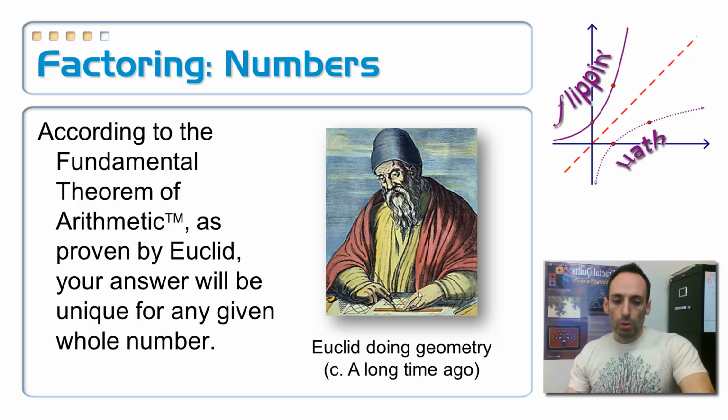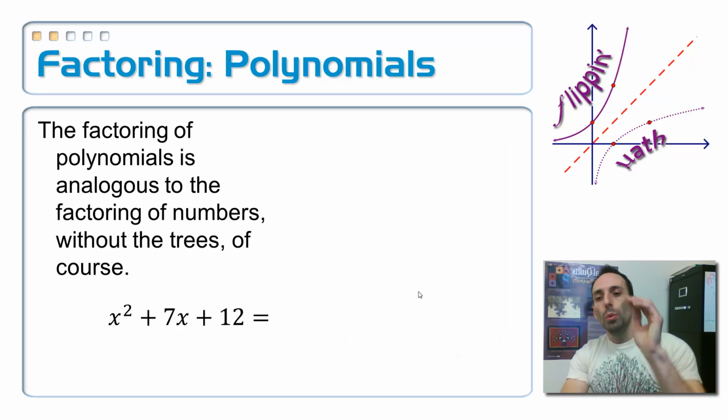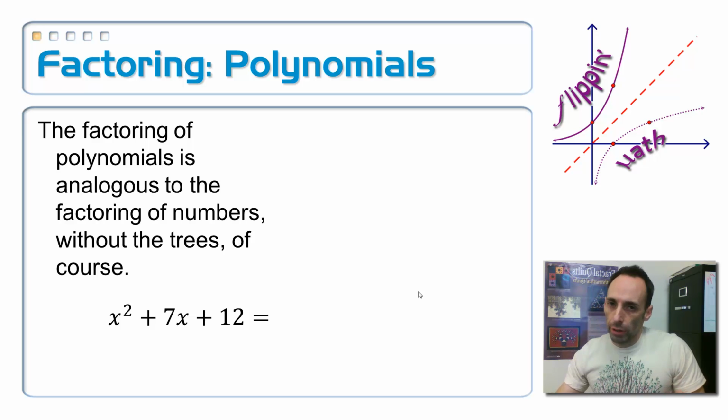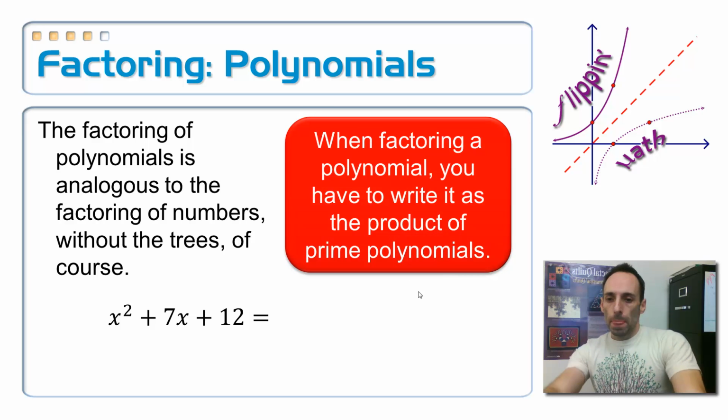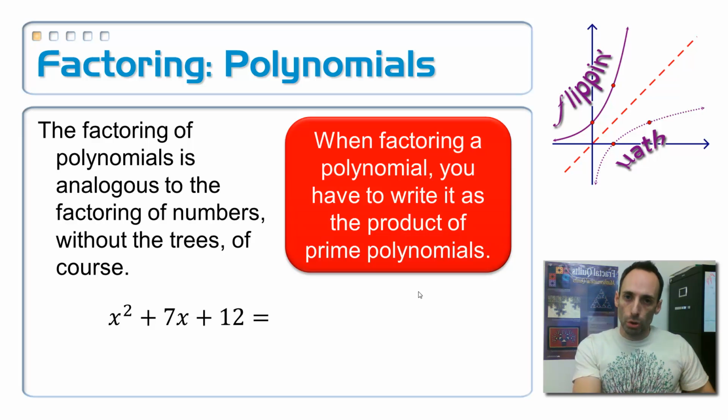Okay, so, I mean, we're not really factoring numbers, but the terminology and the concept is the same whenever we're talking about factoring polynomials. So when we factor polynomials, it's analogous to factoring numbers, but we don't use the trees. Okay, so what I'm looking at down there is a quadratic, and we can factor that quadratic. It's x squared plus 7x plus 12. And what you're trying to do whenever you factor this is you want to write it as the product of prime polynomials, not prime numbers, but prime polynomials.